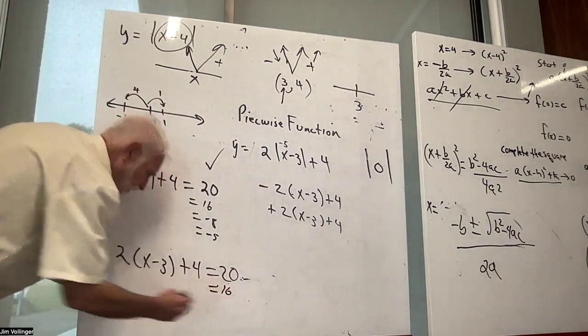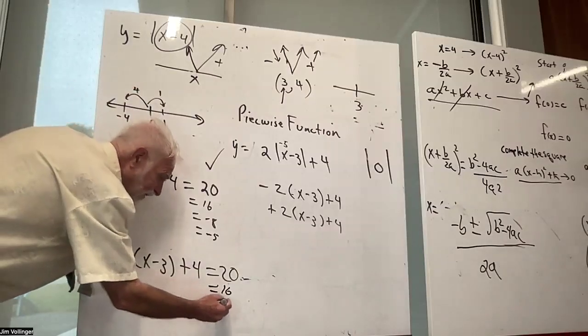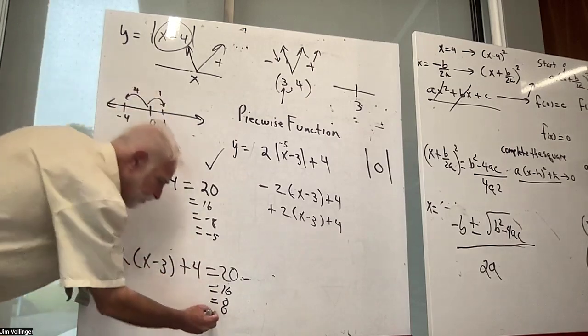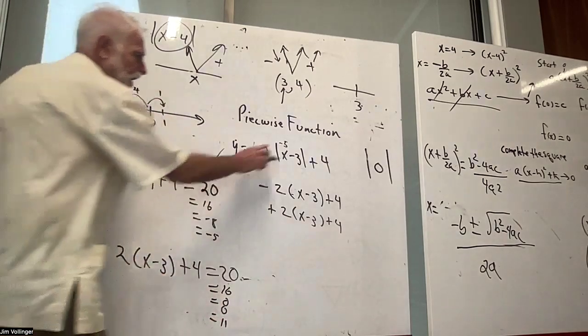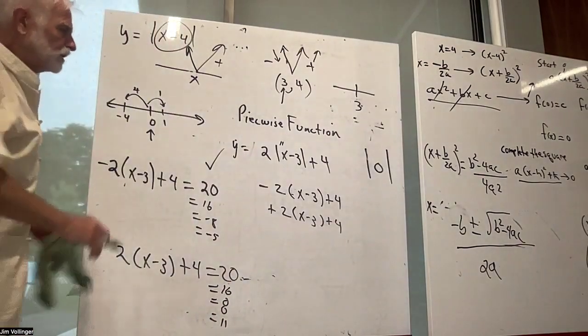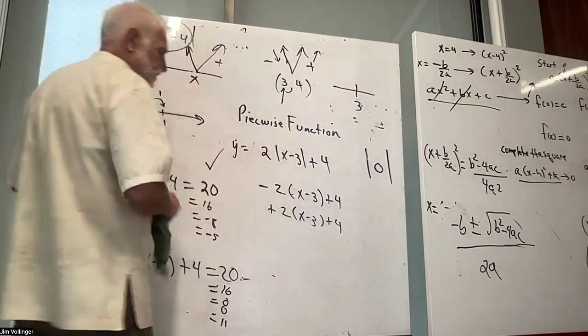Let's do this one. Let's do 16. Let's divide by 2. That's +8. Oh yeah, sign change. And then let's add 3, that's 11. Let's check 11 out. 11 minus 3 is 8. We're right back where we were a second ago. 2 times 8 plus 4 is 16.